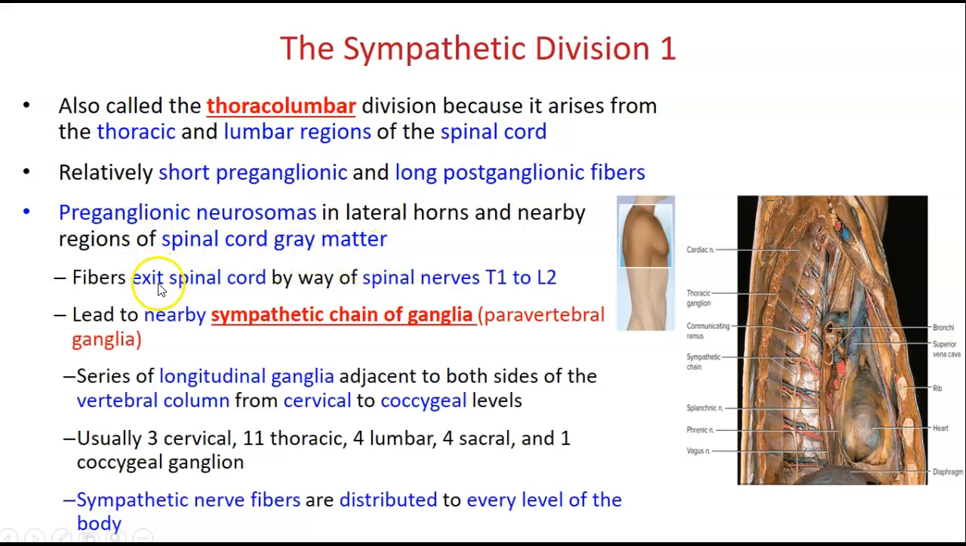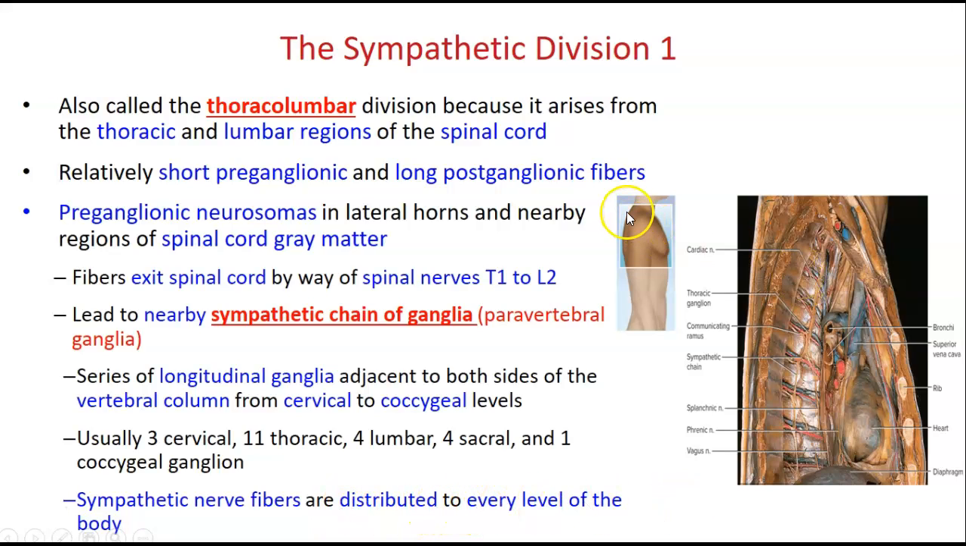The fibers exit the spinal cord by way of spinal nerves from thoracic number 1 vertebra to lumbar number 2 vertebra. These fibers lead to the nearby sympathetic chain of ganglia, a series of longitudinal ganglia adjacent to both sides of the vertebral column from cervical to coccygeal levels. Sympathetic nerve fibers are distributed to every level of the body.